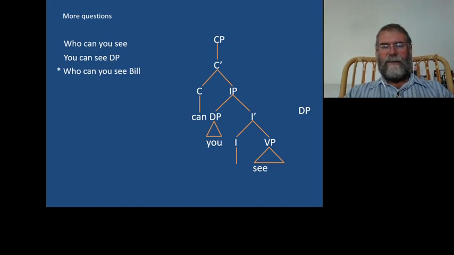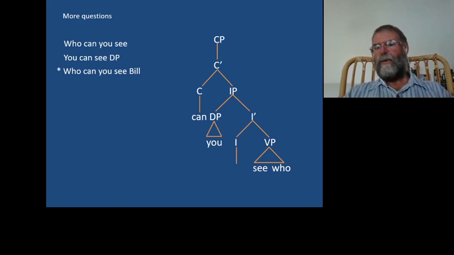Okay. So this is the original structure. I don't know what that DP is doing up there, but it's supposed to be down there next to the C. So we've got an inversion happened. Can you see somebody or other? But what we're doing is we're replacing that DP with a who. So the original form of this whole thing is you can see who.